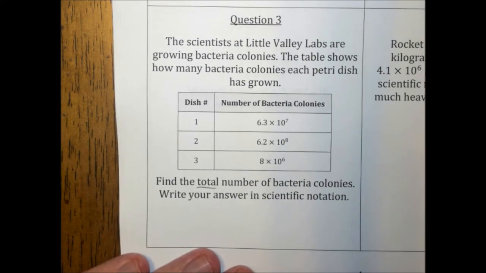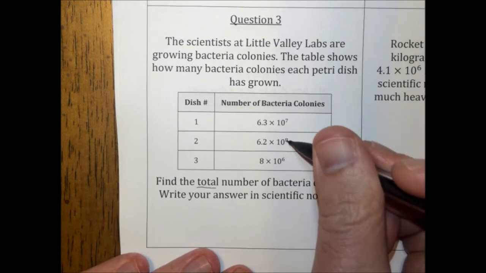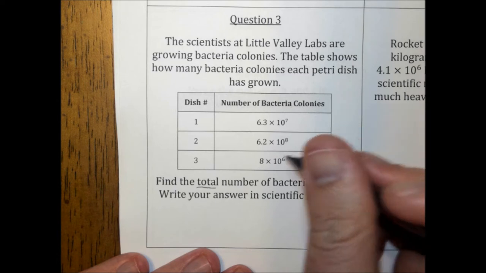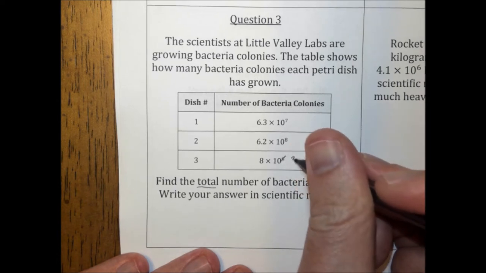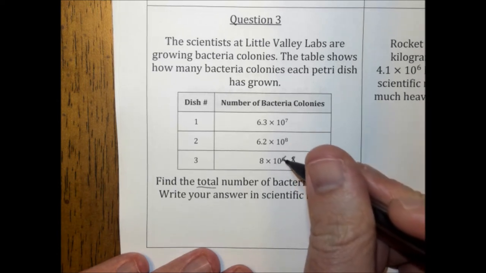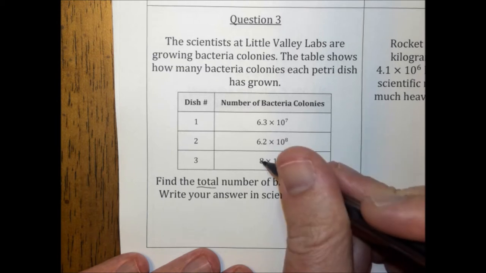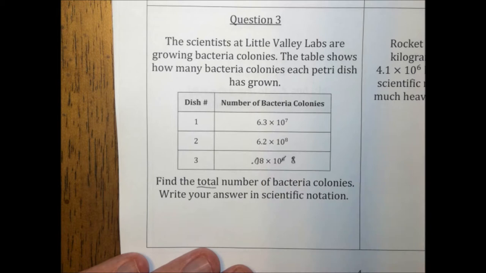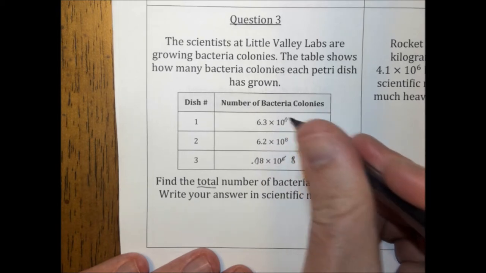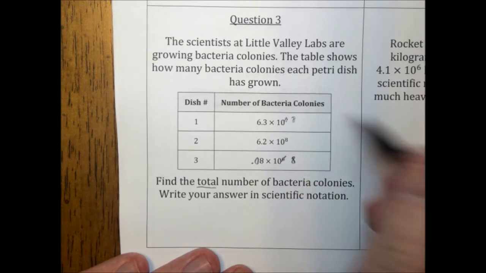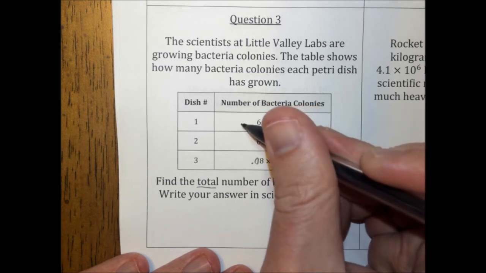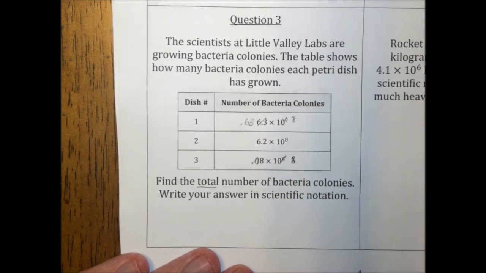So let's make them all have the same exponent. Let's make them all turn into an 8 since 8 is the biggest. So we're just going to leave this number alone. Instead of 6, we're going to change that to an 8. The exponent going up twice means this number has its decimal moved to the left twice. So now it's going to be 0.08. The exponent here is going to change to 8. Went up once, so instead of 6.3, it's going to be 0.63.